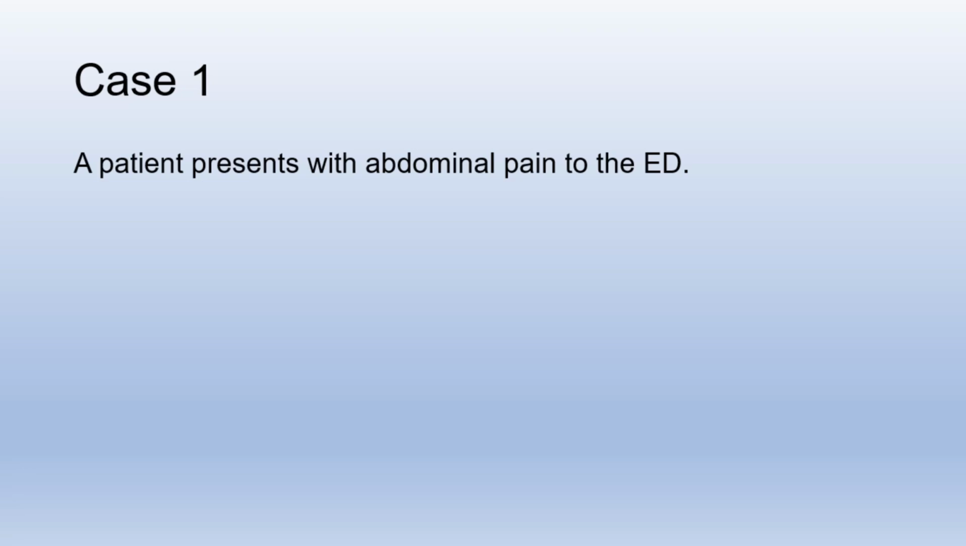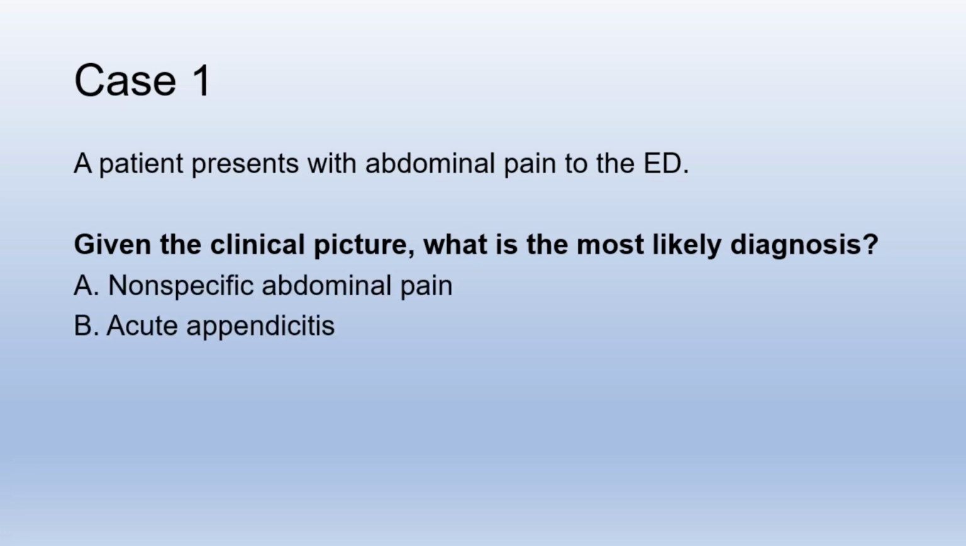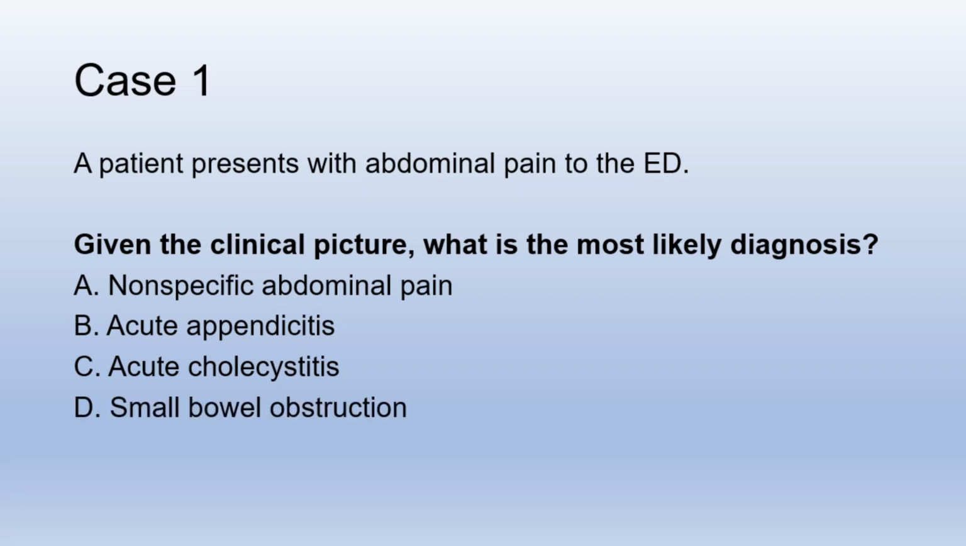We're going to start off with a case. A patient presents to the ED with abdominal pain. Based on this information, what do you think is the most likely diagnosis? A, B, C, D, or E? At this point, you may be a little miffed with me because you're probably asking yourself, how can I possibly answer this question?